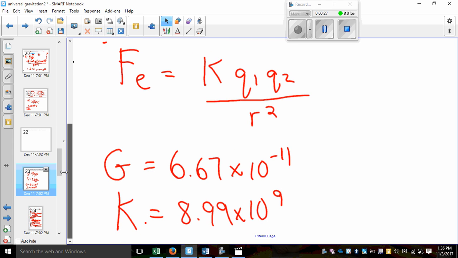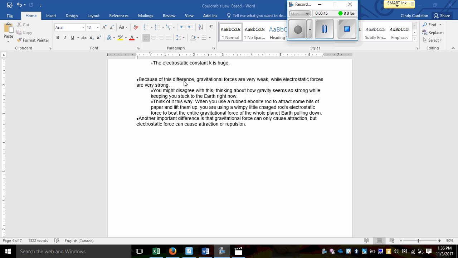Okay, the big difference is look at those constants. Big G is 6.67 times 10 to the negative 11, so a very small number. And k is 8.9 times 10 to the 9, a very big number. So that's a big difference between the two. Because of this difference, gravitational forces are known as very weak, while electrostatic forces are very strong.